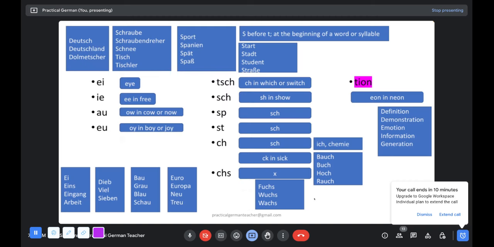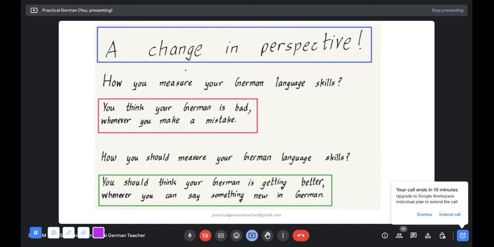For example, you might be thinking, okay, I learned this, I know how to say this, but I'm not able to say it. So don't just beat yourself up. Just think that you learned something new, and maybe in future you will know exactly how to say it. This is what I call a change in perspective. So you don't think your German is bad whenever you make a mistake. Instead, you think you learned something new.